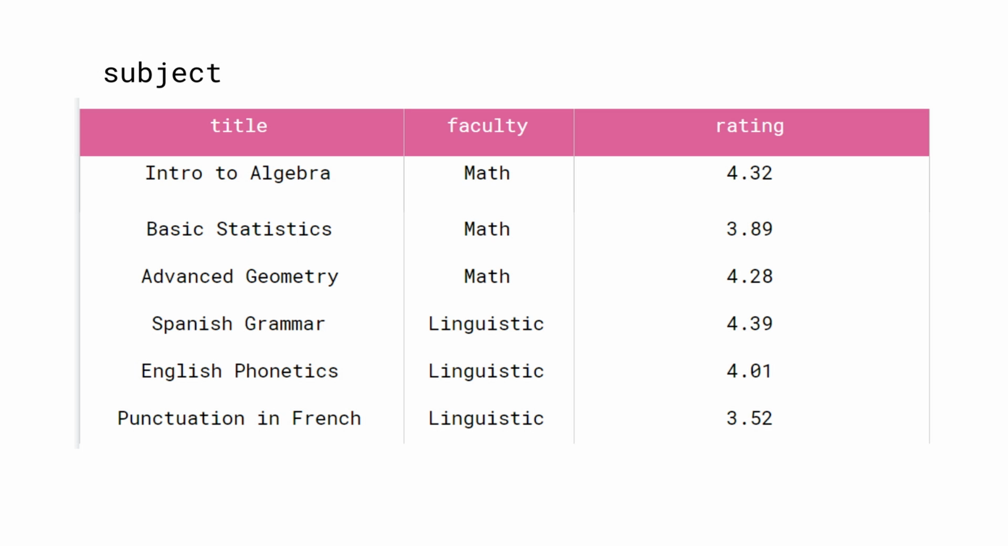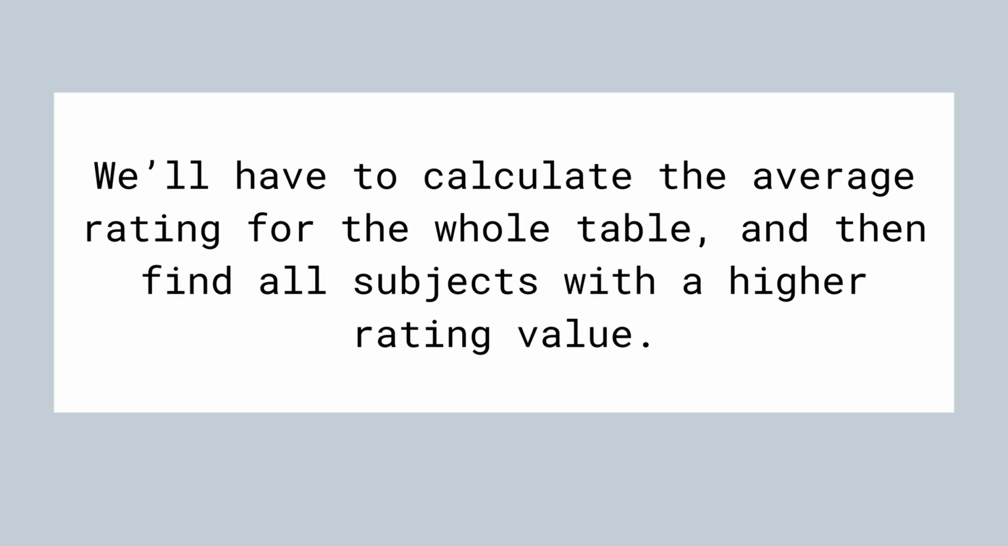Let's analyze one more example. Again, we've got our subject table with 3 columns: title, faculty, and rating. This time, we want to find all courses which have a rating value higher than the average rating among all subjects. In other words, we'll have to calculate the average rating for the whole table and then find all subjects with a higher rating value. And we'll do that in a single query.